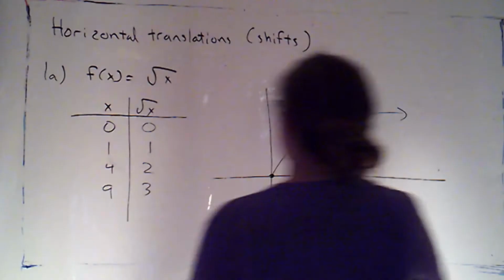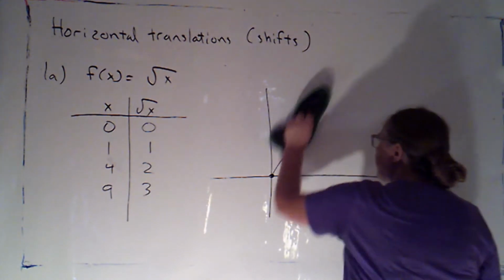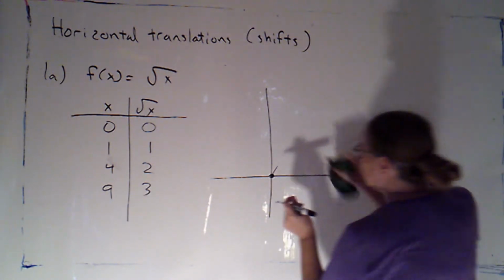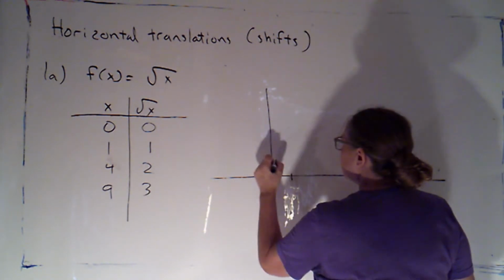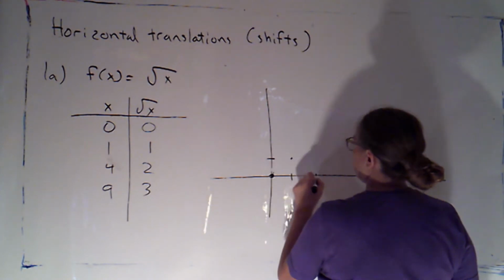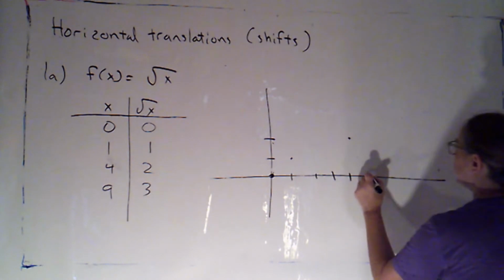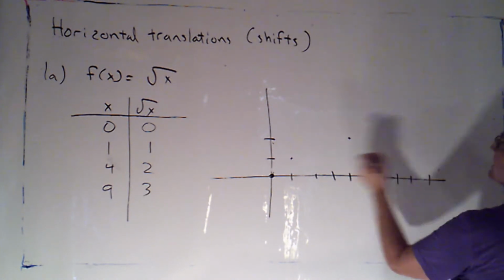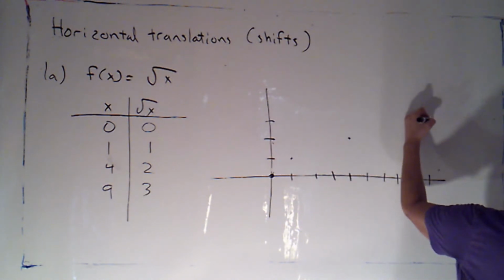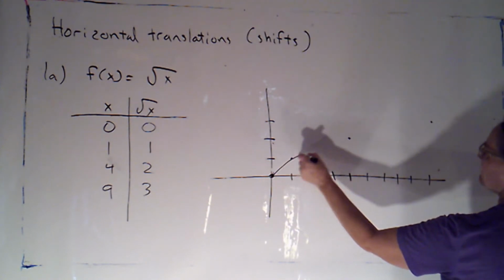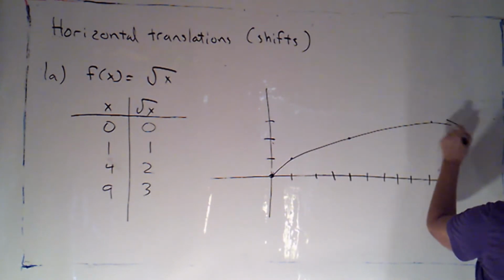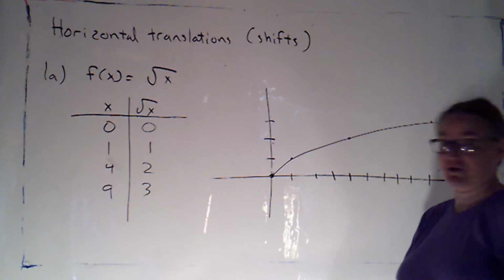Now, I just drew this freehand. Plotting those points can make the scale a little more accurate, although I think that was fairly close. 4, 5, 6, 7, 8, 9, 3 is going to be over here. Okay, so there's our parent function.